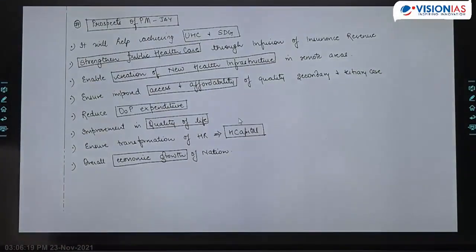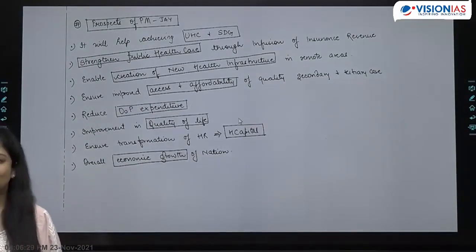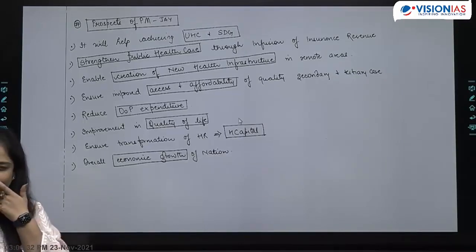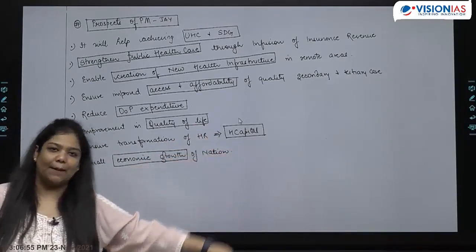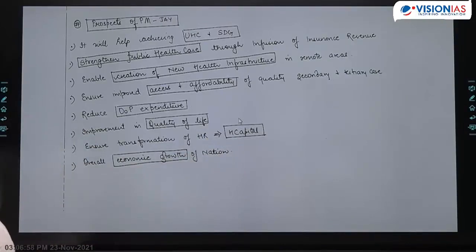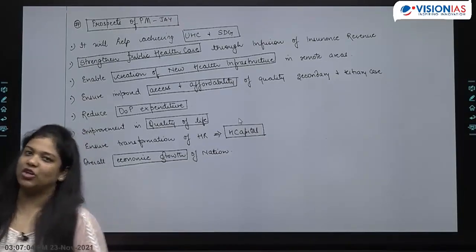What are the prospects of Pradhan Mantri Jan Arogya Yojana? Obviously, it will help us achieve Sustainable Development Goal number 3. It will help us achieve universal health coverage. It will strengthen the public healthcare infrastructure. New health infrastructure in remote areas would be created. It will ensure improved accessibility as well as affordability to secondary and tertiary care. The burden of out-of-pocket expenditure will reduce. The overall quality of life will improve. It will create potential for transformation of human resource into human capital, and finally will contribute to the economic growth of the nation. So those are the prospects with respect to Pradhan Mantri Jan Arogya Yojana.